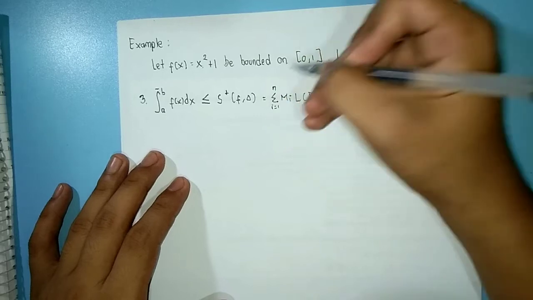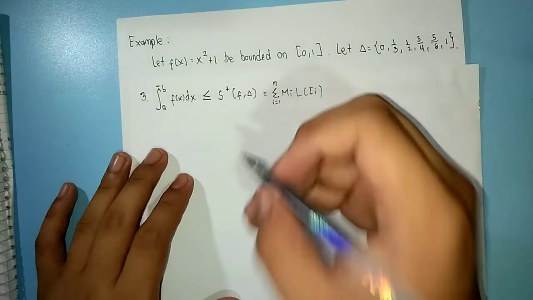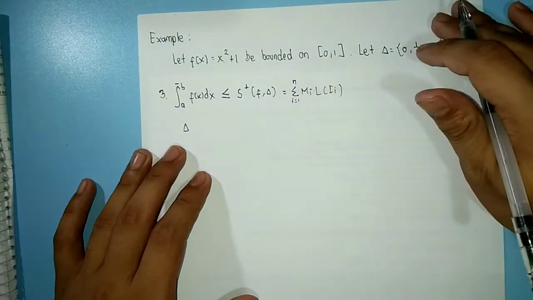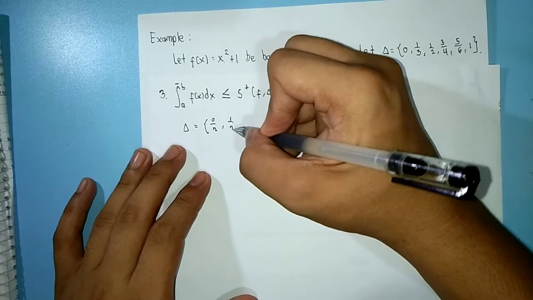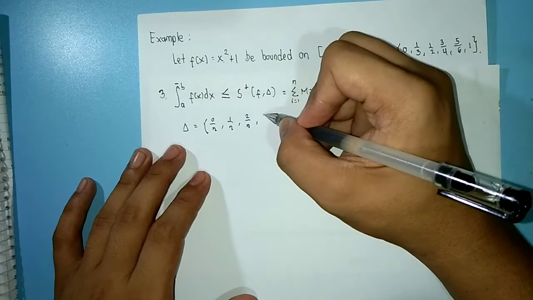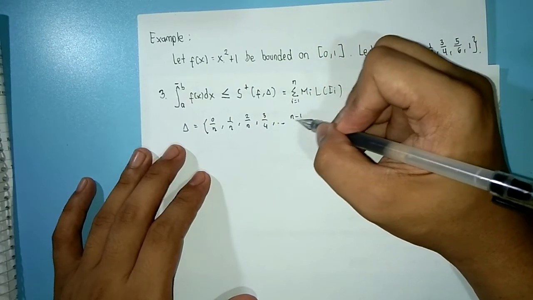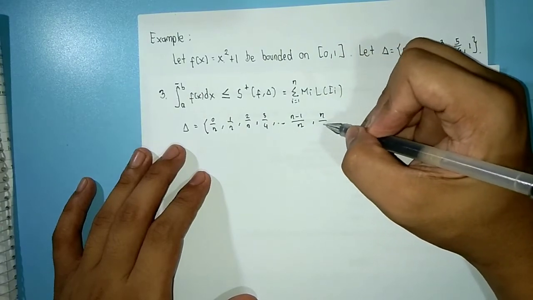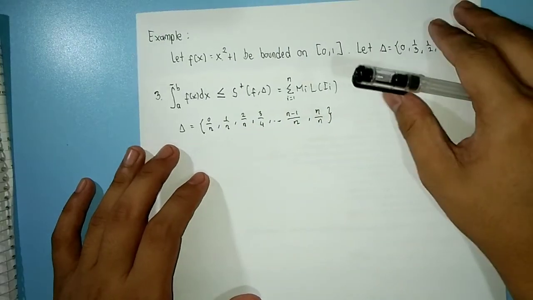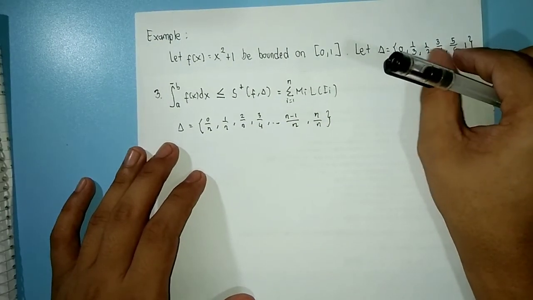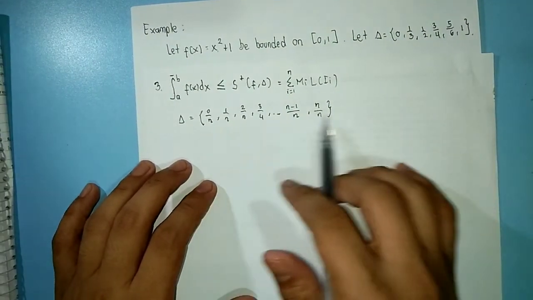From 1 to n. And now, let's say we define delta to be the set containing 0/n, 1/n, 2/n, 3/n, ..., n minus 1/n, n/n. So this is our subdivision. We made the partition finer compared to the previous one. Then we will get the upper Darboux sum of this.